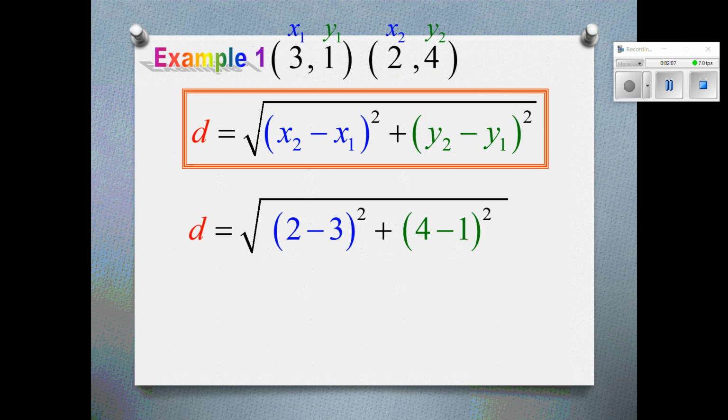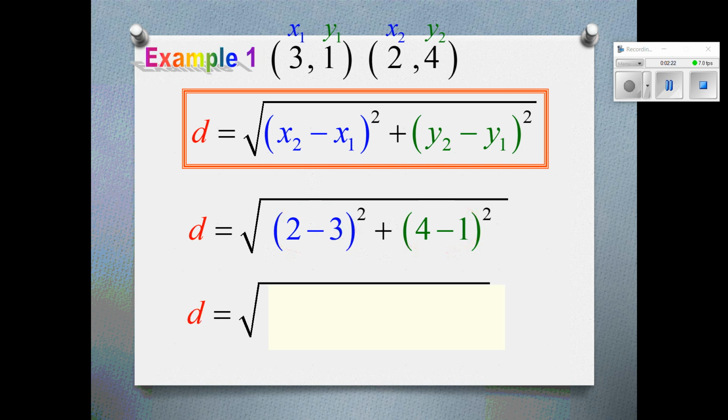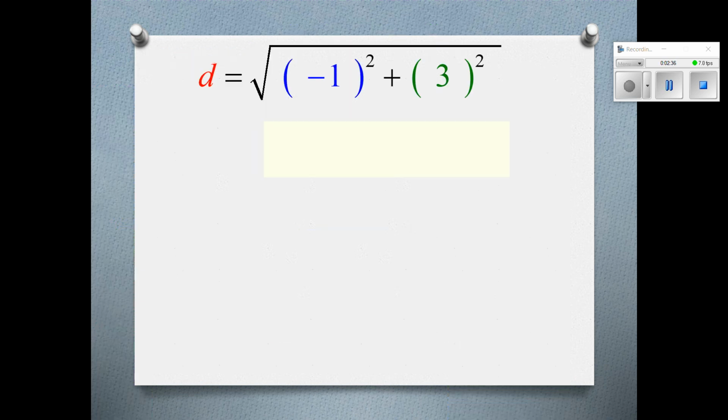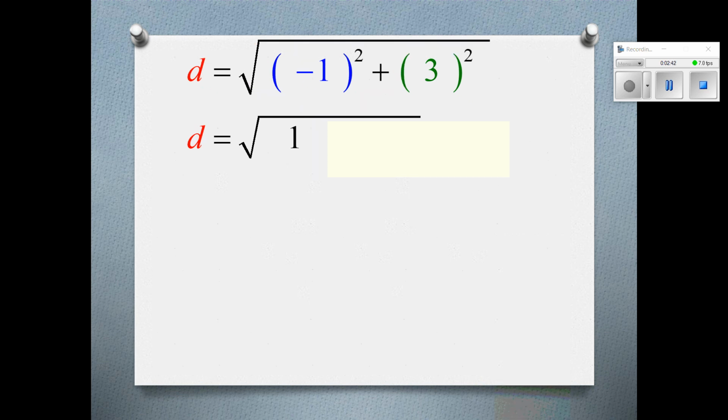Now let's talk about how we evaluate it. First step of evaluating is you have to do the parentheses. We have to follow our order of operations. Inside the parentheses, we have 2 minus 3, which is negative 1, and we have 4 minus 1, which is 3. Now, according to order of operations, we would evaluate the exponent next. So we're going to do negative 1 squared, which is negative 1 times negative 1, which is a positive 1. Then we're going to do 3 squared, which is 3 times 3, which is 9. My brain was ahead of myself already.